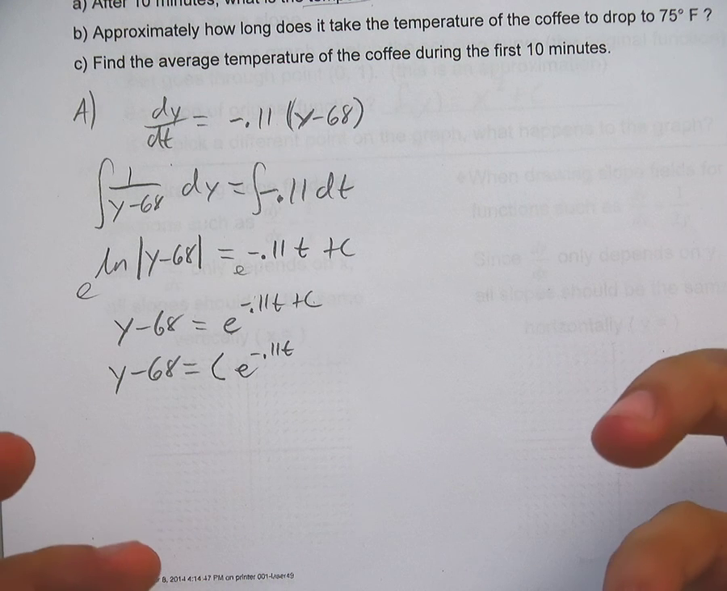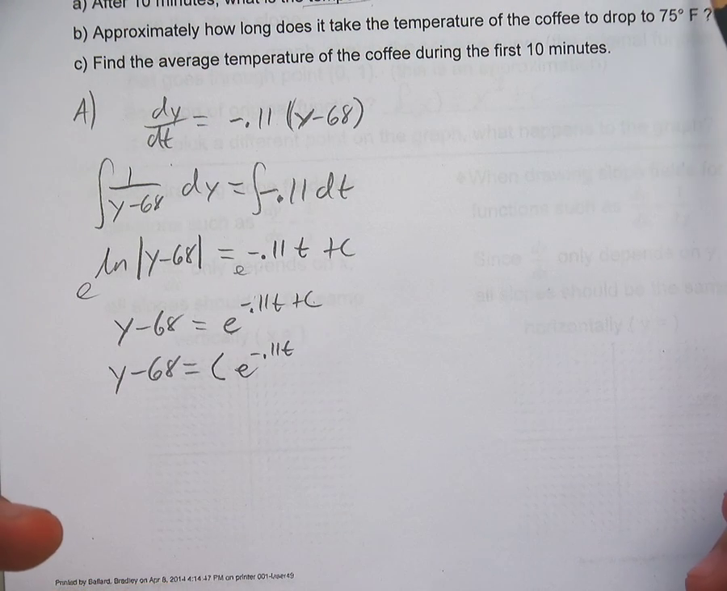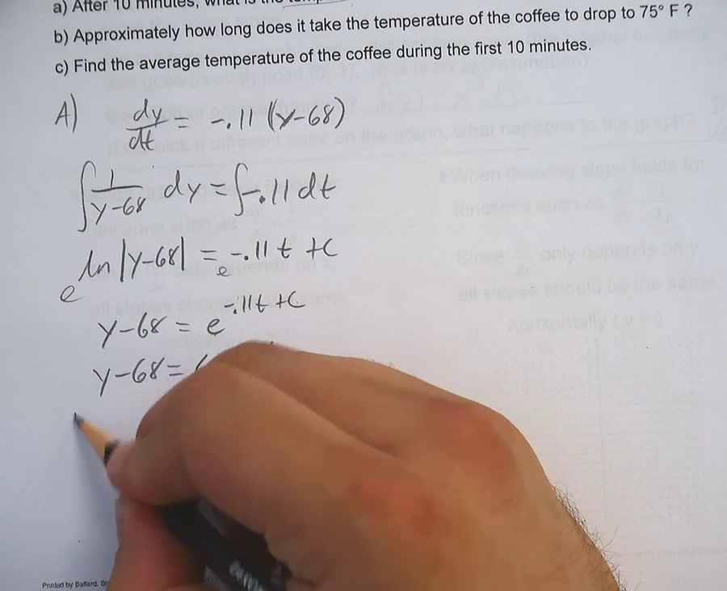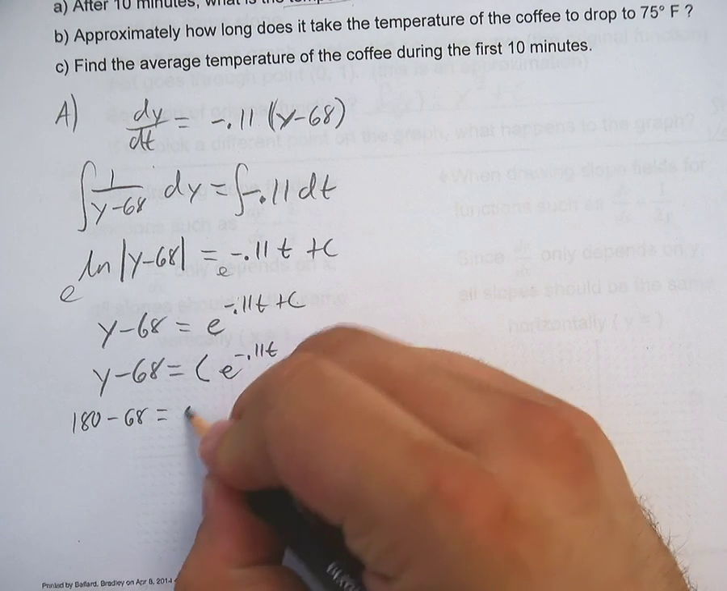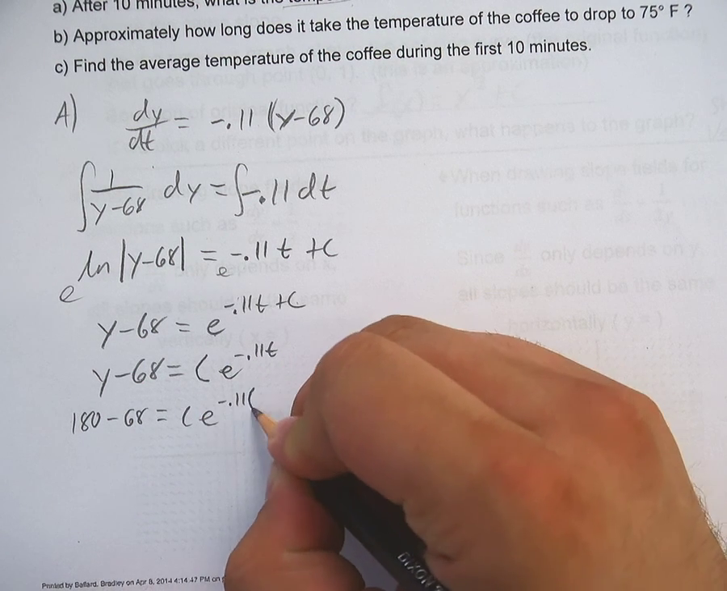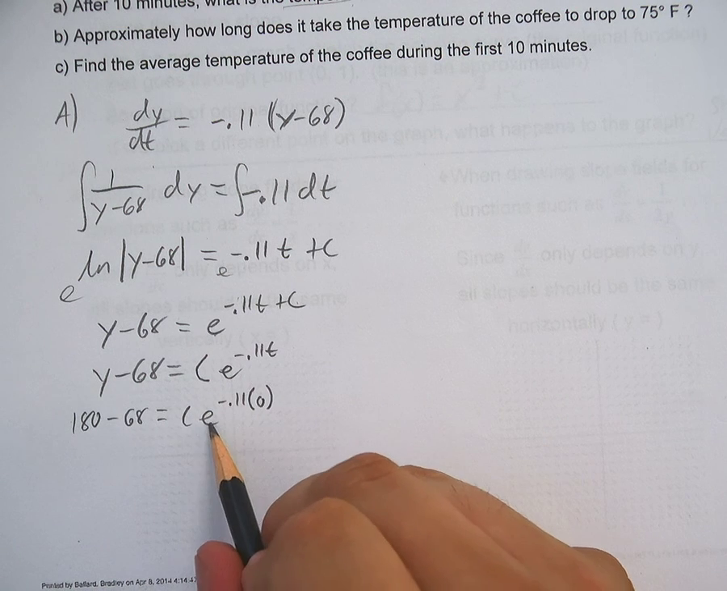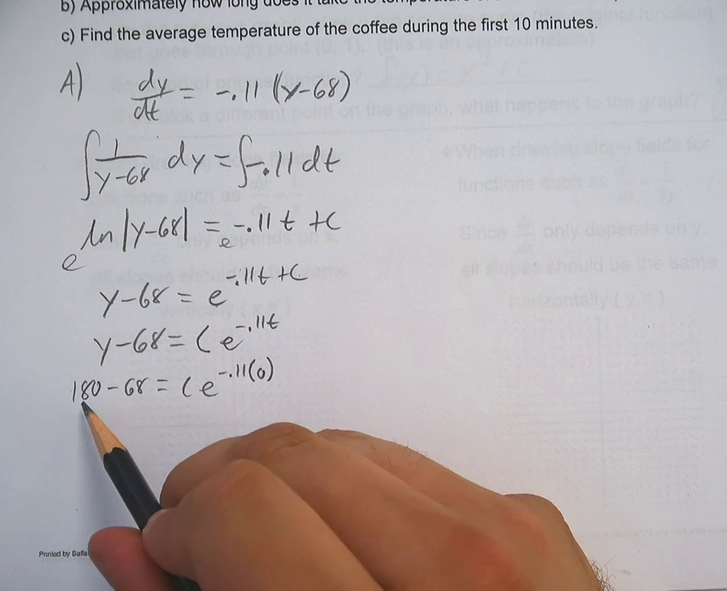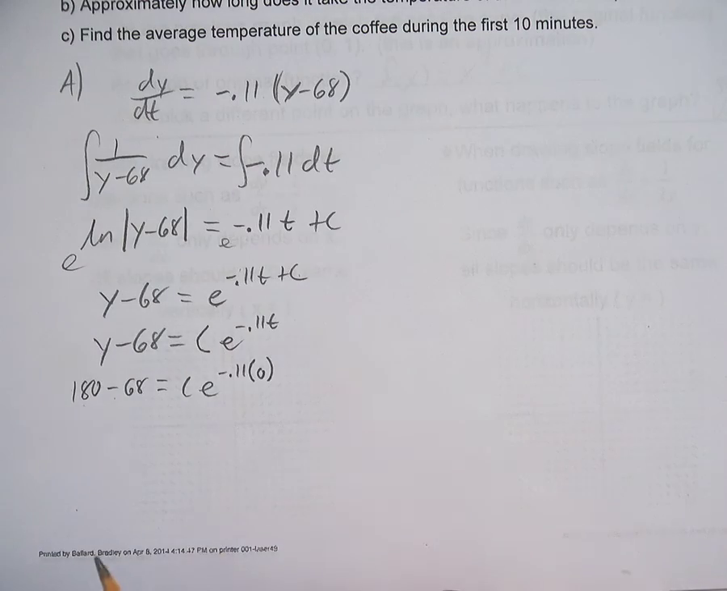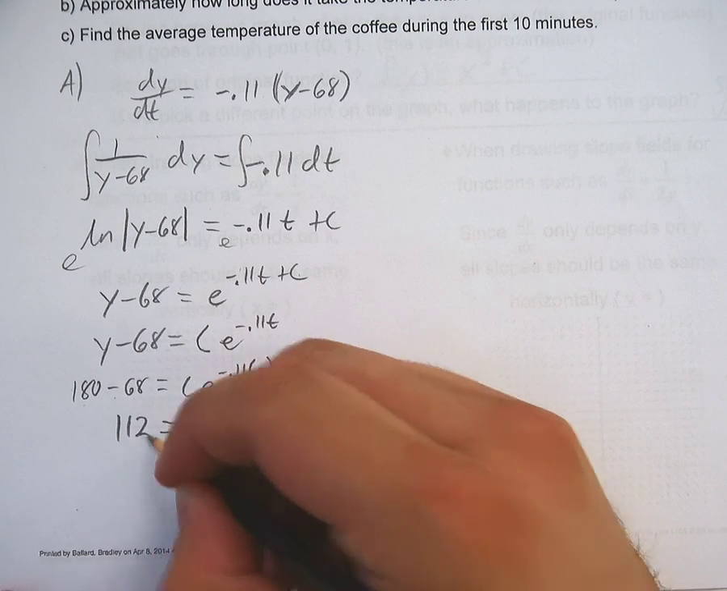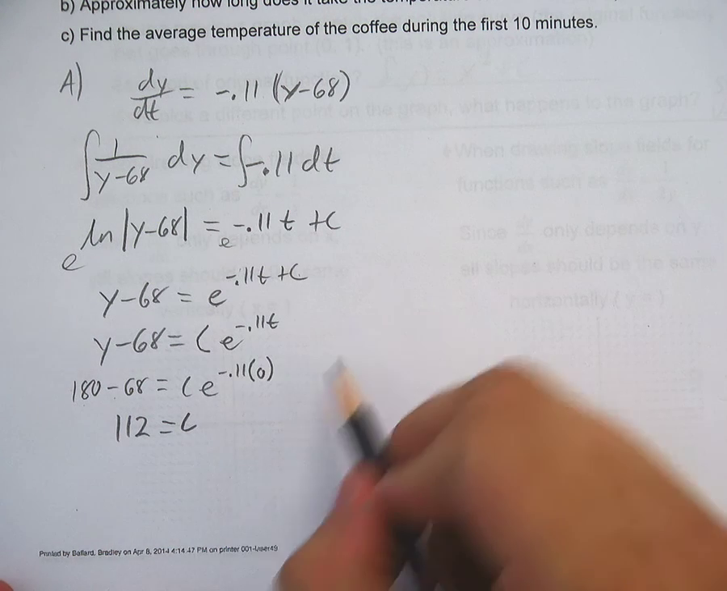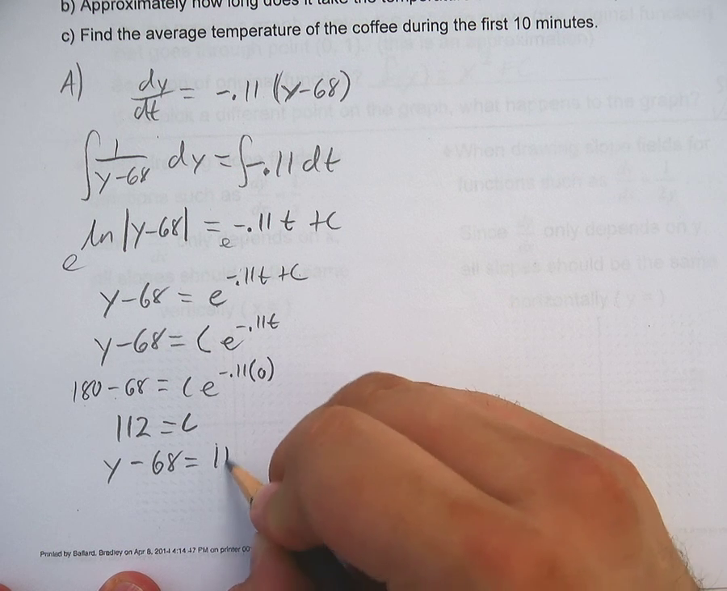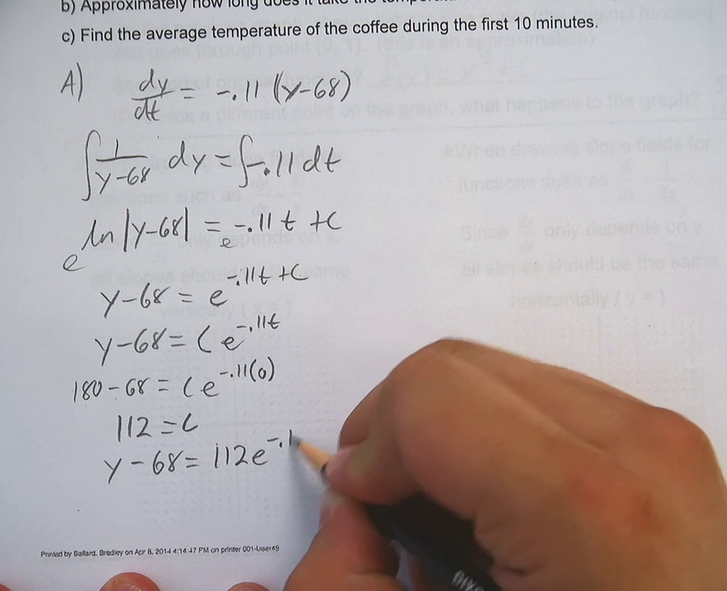And use your initial condition. My initial condition is 180 for y, sorry, it's up here, 180 for y, 0 for t. So 180 - 68 = C e^(-0.11 × 0). So e to the 0 is basically 1, and 180 - 68 is 112. C equals 112. Plug it back into the one you got it from. So y - 68 = 112 e^(-0.11t).